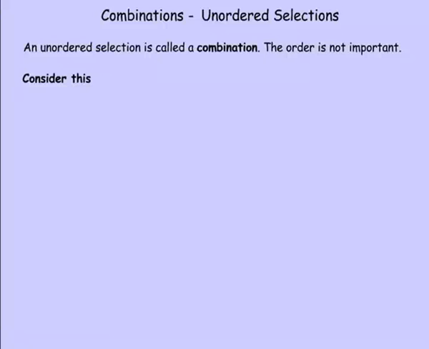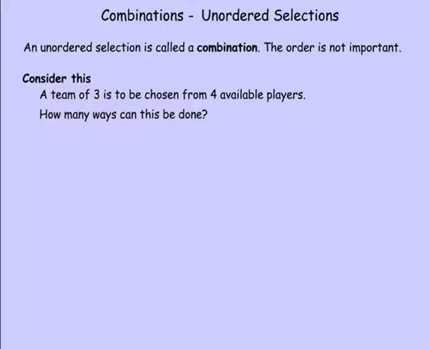Consider this. Let's say a team of 3 is to be chosen from 4 available players. Now, how many ways can this be done? Well, let the players be A, B, C and D to start with. Now if we were to draw up some sort of list, if order was important and we're choosing 3 players, let's go through it. Let's start with A firstly.